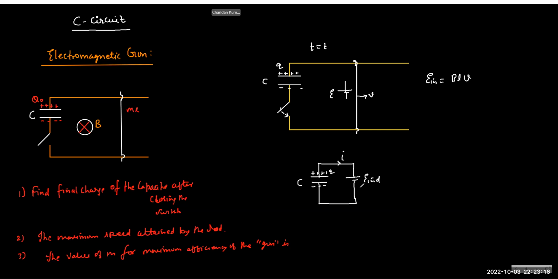And because current will flow like this, the ampere force, the ILB, will act towards the right. It will accelerate in the beginning. So anyway, before that, what is the relationship between the charge, the capacitance and the E?